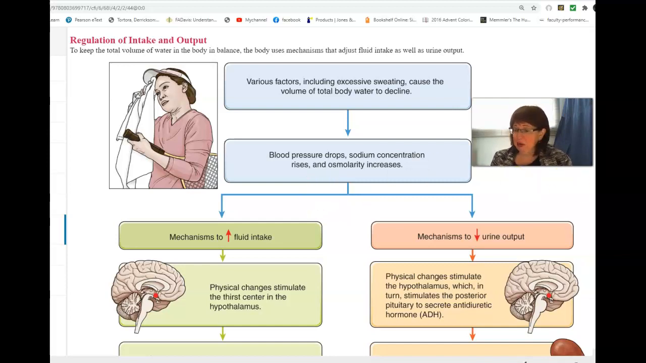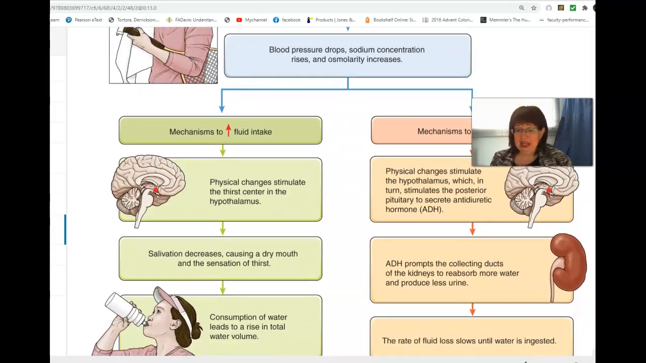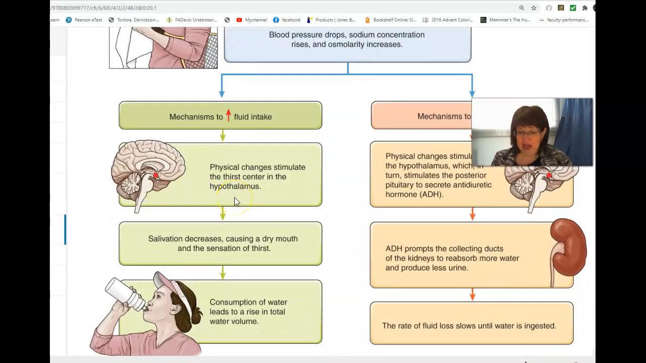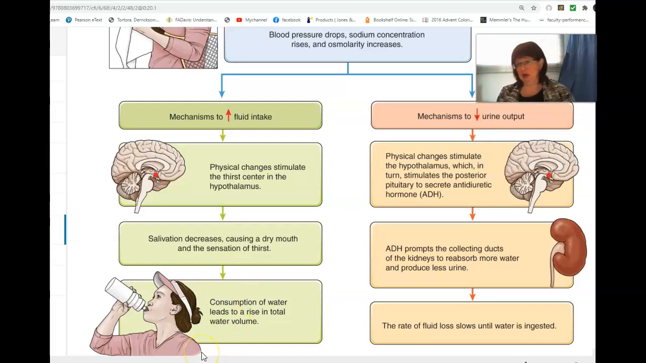That osmolarity will trigger the hypothalamus in the brain. And that hypothalamus in the brain will trigger your thirst center, and it will cause you to get thirsty, and you drink. And as you drink, it will then be absorbed in your gut and eventually get to your blood again, and your water volume will rise.